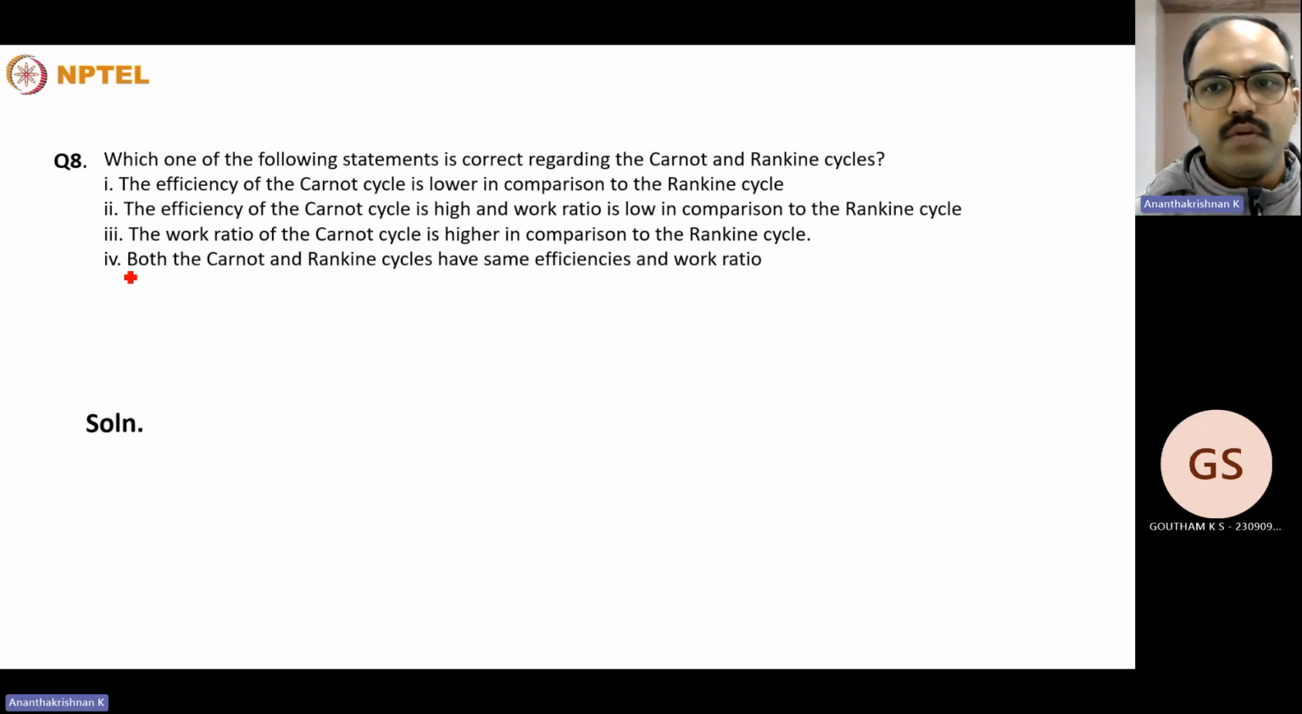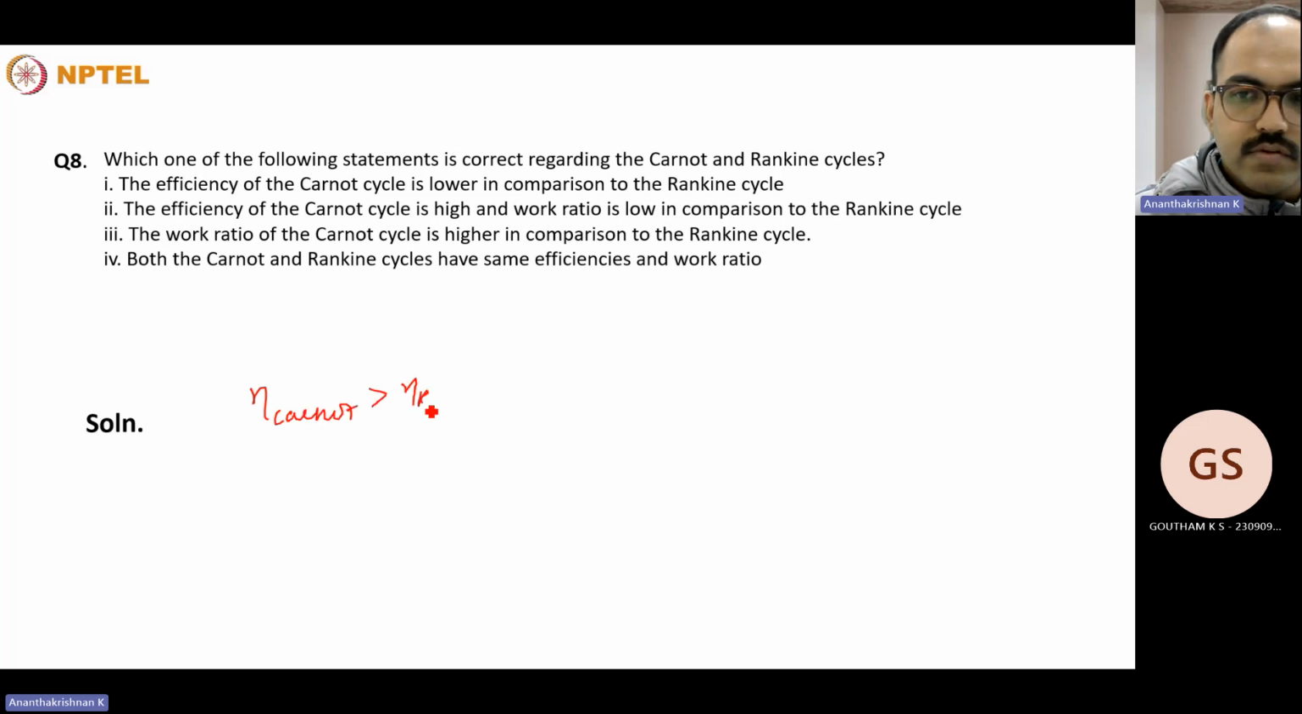The question says, which one of the following statements is correct regarding the Carnot and Rankine cycles? The efficiency of the Carnot cycle is lower in comparison to the Rankine cycle. That's wrong. Carnot cycle efficiency will always be higher than that of the Rankine cycle. So Carnot is the maximum possible theoretical efficiency that is available within the temperature range.